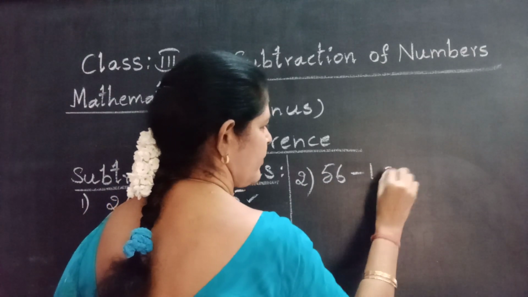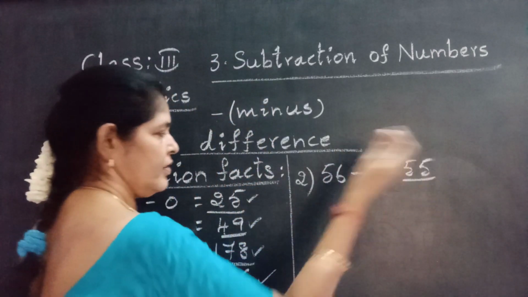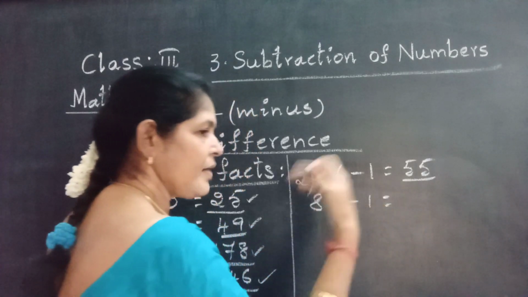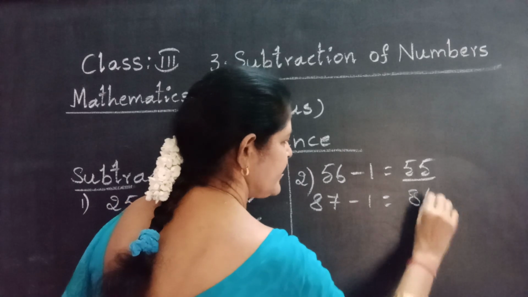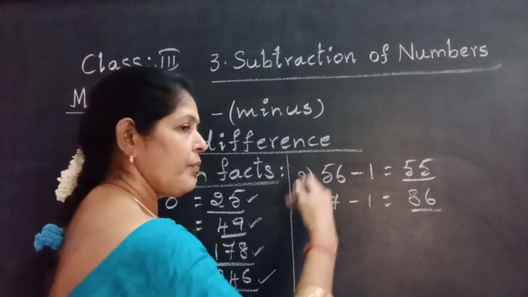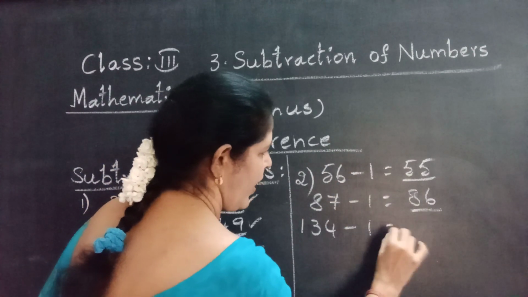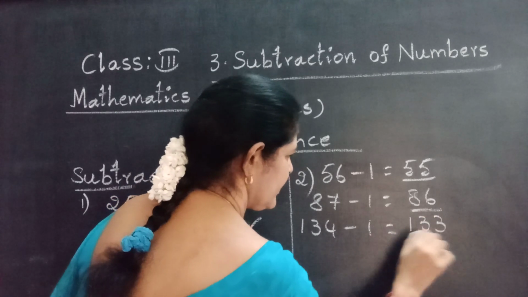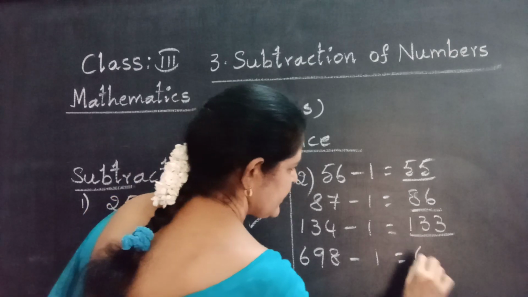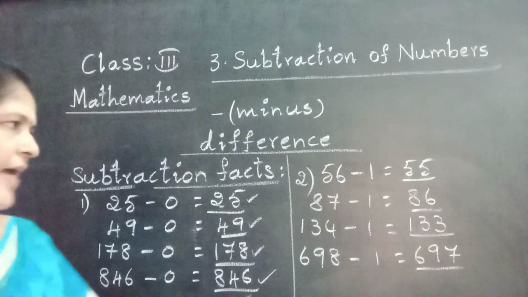56 minus 1, 55. The number before 56 is 55. 87 minus 1. What comes before 87? 86. 1 less than 87. The before number of 87. 134 minus 1, 133. 698 minus 1, 697. This is the second rule in the subtraction.